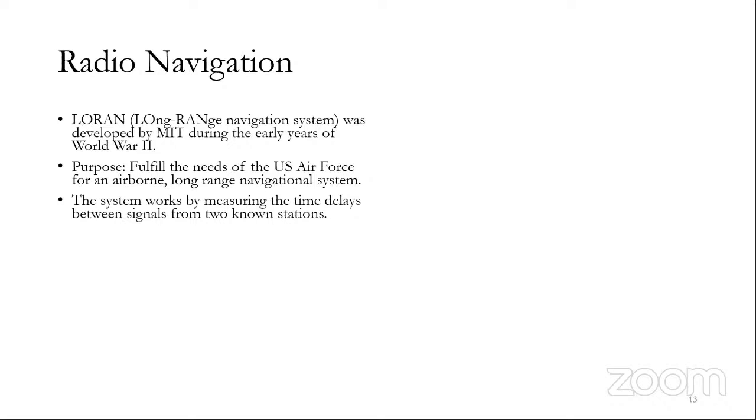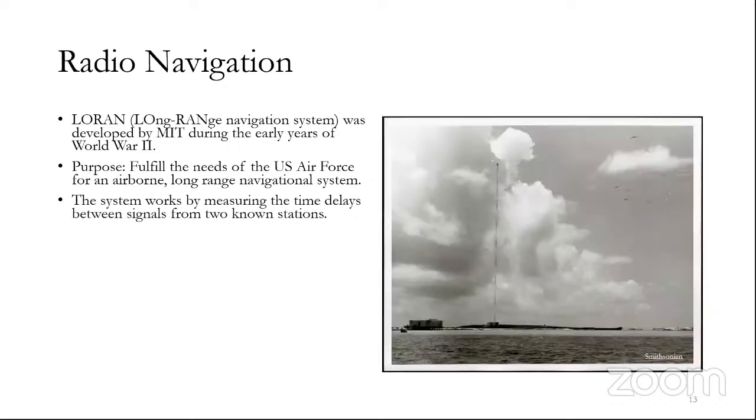The system works as follows. You have several base stations on the ground transmitting radio signals. We have an antenna of one, as can be seen here. And the receiver would receive multiple signals, and it would use two of these signals to find the time of arrival, and based on that, locate the user.